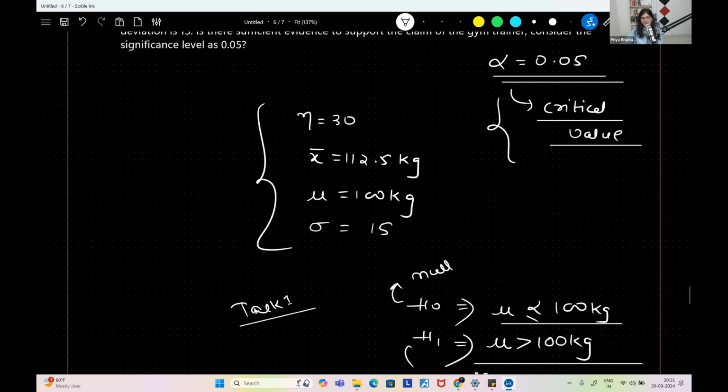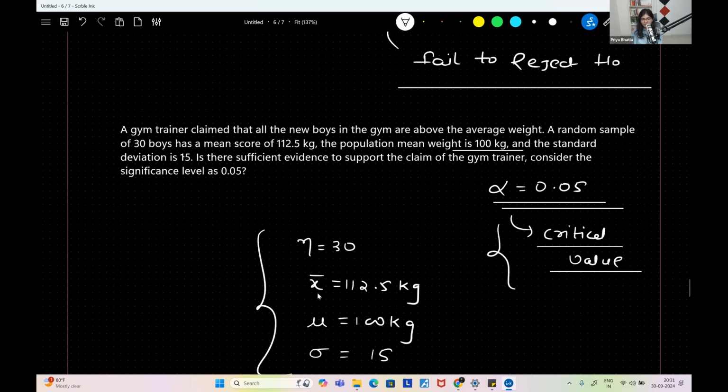Again, listen to this problem statement. The gym trainer claimed that all new boys in the gym are above average weight. So what is his claim? His claim is that all new boys in the gym are above the average weight. This is what he is claiming, right? It means that he is saying the value of mu is more than 100 kg. Am I saying it correctly? This is what he wants to convey. He's claiming that. He's not sure. He's claiming that this is the case.